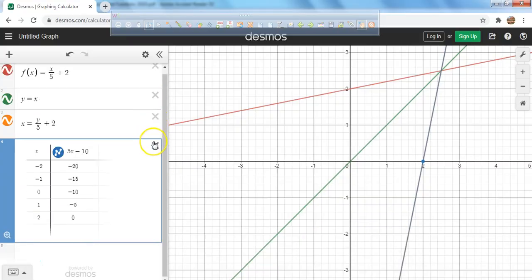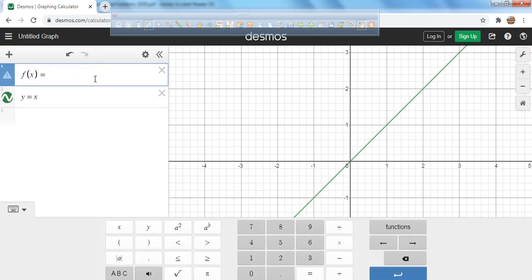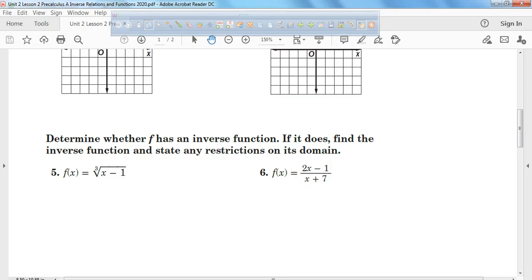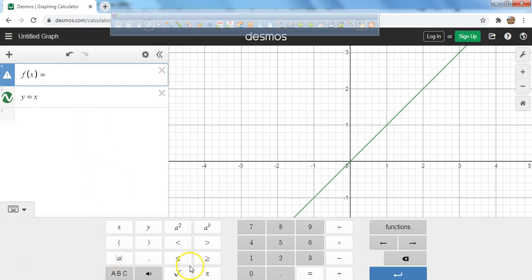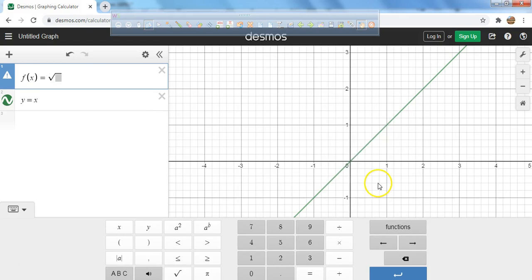Close it out, go ahead and do f of x, take a look at it, cubic root. Now here's how you do a cubic root in Desmos. You go to functions, you go to miscellaneous, and then you go to that cool little nth, that's your index. You type in a 3. Then over here you put x plus 3, and boom, you're done right there.